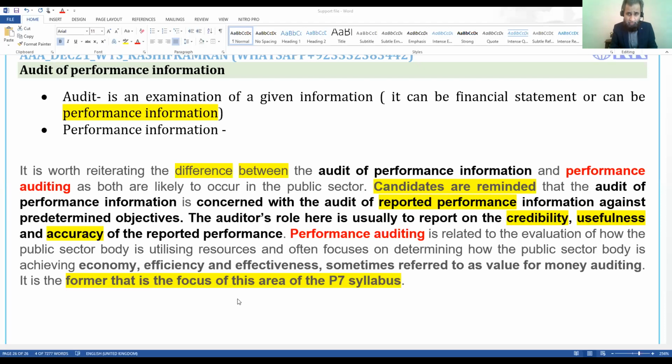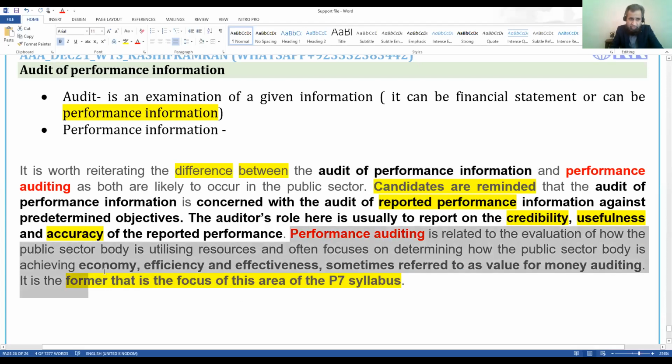Former, right? So what's former? Is former audit of performance information, or is former performance auditing? The former is audit of performance information. So what's part of our syllabus? The red or the black? Is red part of the syllabus? Is black part of the syllabus?